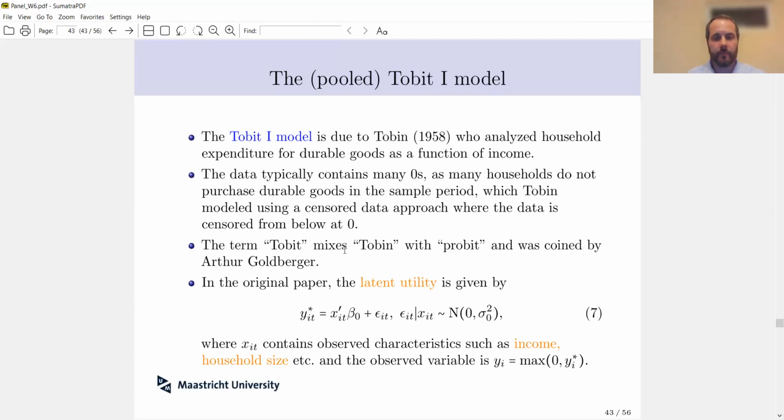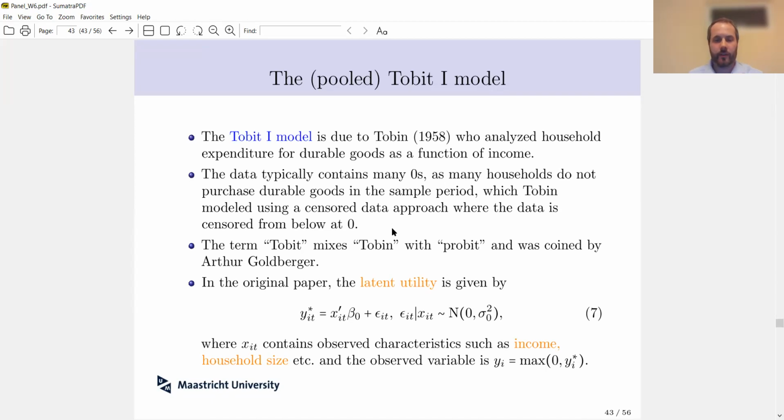So what happens in the Tobin model? In the classic paper by Tobin himself, he looked at household expenditures for durable goods, for instance, whether you want to buy a new car. A car lasts for a couple of years. Therefore, when you look at this type of data, you will typically see lots of zeros. There are many households that do not purchase a car in a particular year.